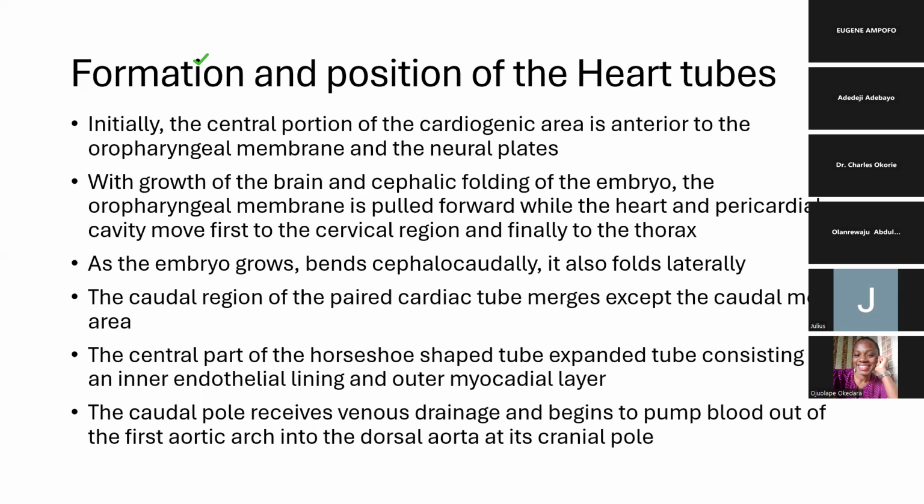As the embryo grows, it bends cephalocaudally. It also folds laterally. The caudal region of the paired cardiac tube merges, except the caudal-most area. The central part of the horseshoe-shaped, expanded tube consists of an inner endothelial lining and an outer myocardial layer. The caudal pole receives venous drainage and begins to pump blood out of the first aortic arch into the dorsal aorta at its cranial pole.